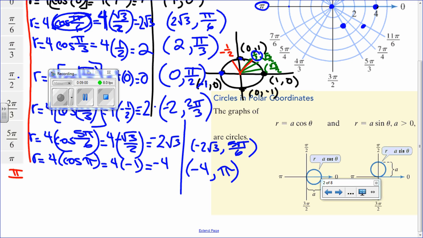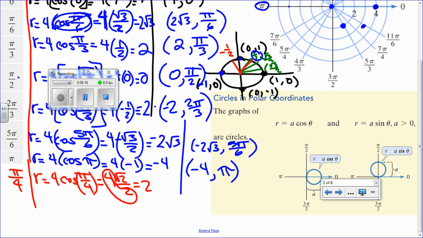So at pi over 4, the radius will be 4 times the cosine of pi over 4. And so the cosine of pi over 4 is going to be the square root of 2 over 2. So then in this case, 4 divided by 2 will give us 2. So then we will get 2 times the square root of 2. And that is approximately 2.82. So we're going to have a point that will be, let's use the approximation, 2.82, comma, pi over 4.